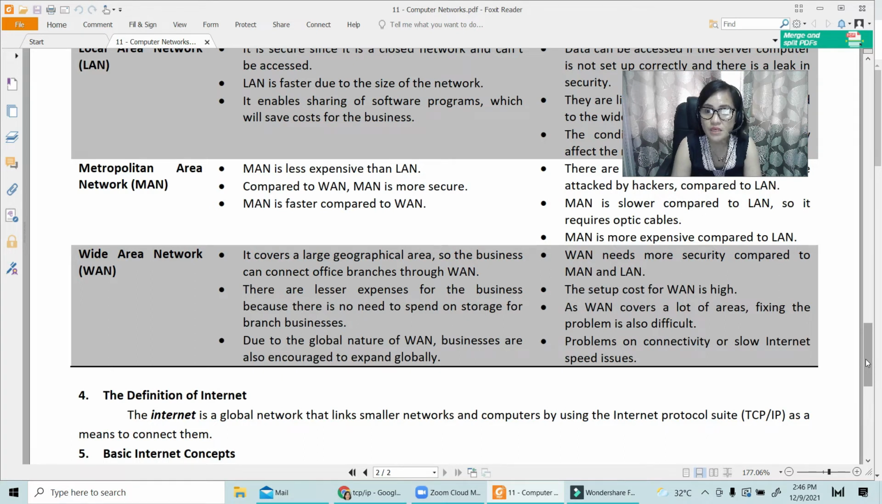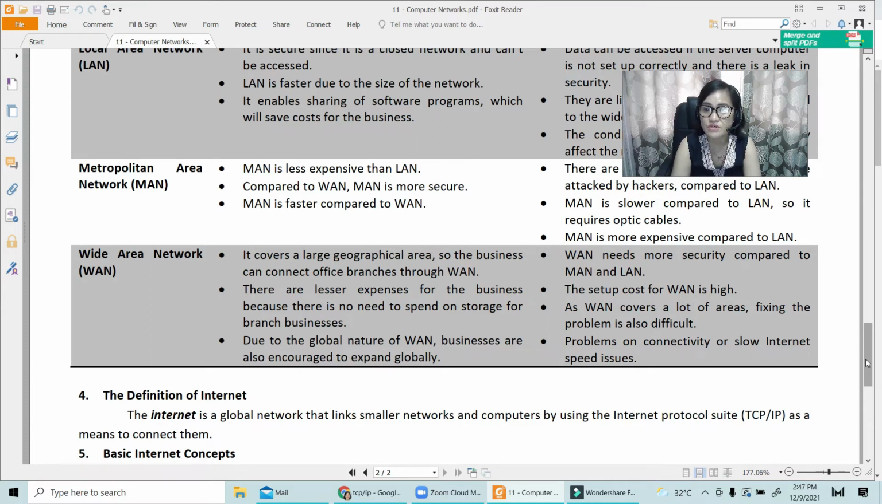And WAN needs more security compared to MAN and LAN. Yes, wide area network needs more security because of its freedom, because you can easily access the wide area network. And the setup cost for WAN is high. Yes, maybe because of the materials, and the bandwidth that you need to use, so that all of the people involved in that business or in that area can access.